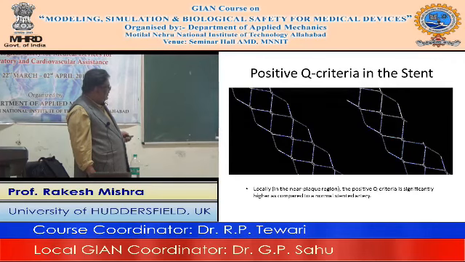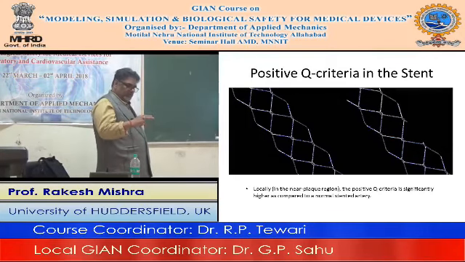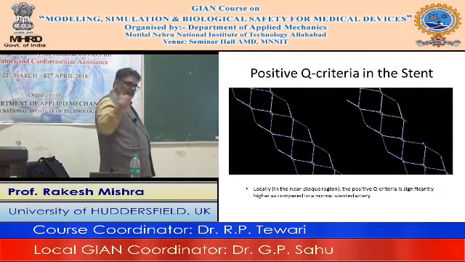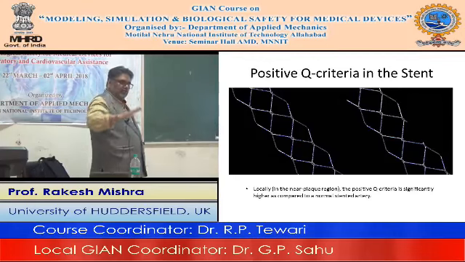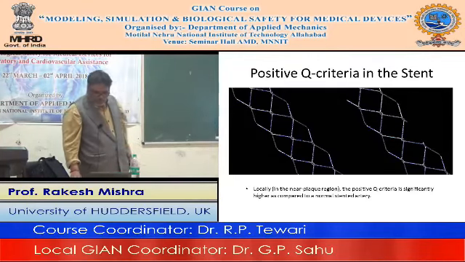In the stented artery, the Q criterion is significantly higher as compared to the normal unstented artery. So Q criterion means the vorticity magnitude minus the linear deformation. So the circular motion is much higher near the stent, and we can imagine why, because there is an obstruction, flow has to go across it, so it can cause separation and it can cause vorticity.